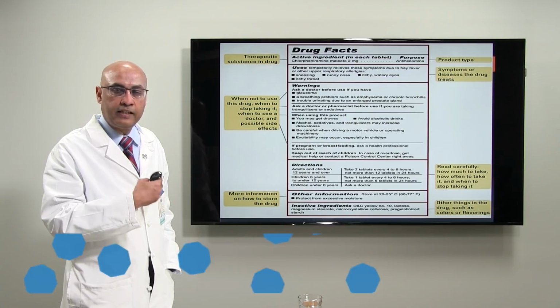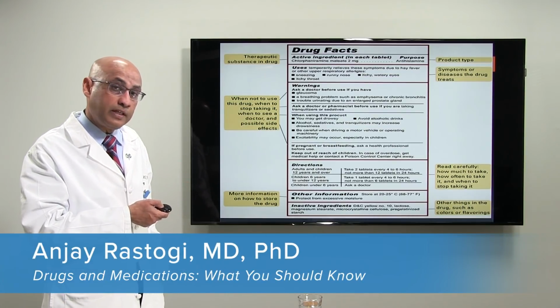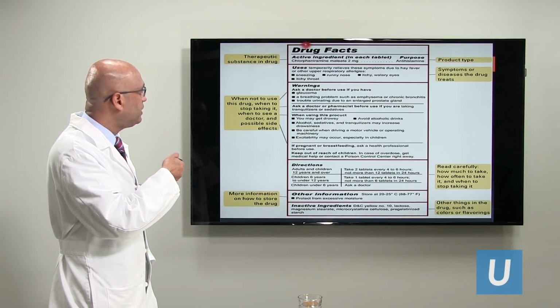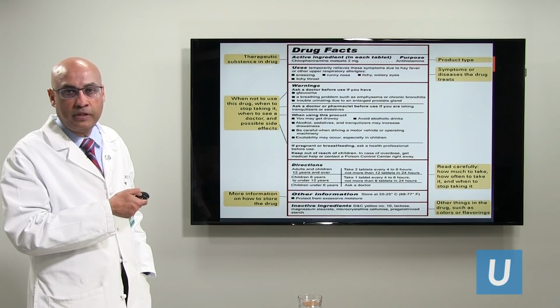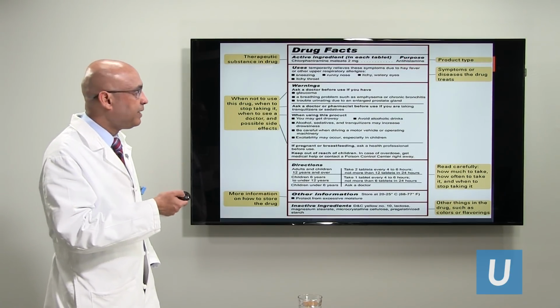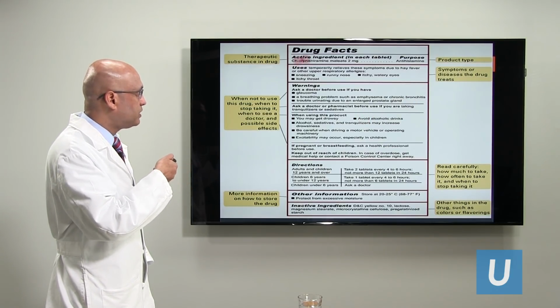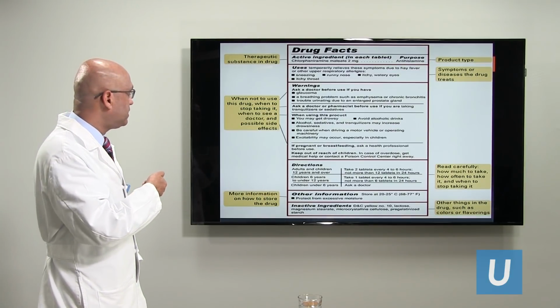These are the fillers, the preservatives, coloring substances, and they too sometimes can have effect. So knowing the active ingredient is important. The product type: this drug is an antihistamine. It could be a blood pressure medication. It could be an antibiotic. Symptoms that this drug treats, look at those. This is also very important, just making sure that, once again, it's not a medication error.